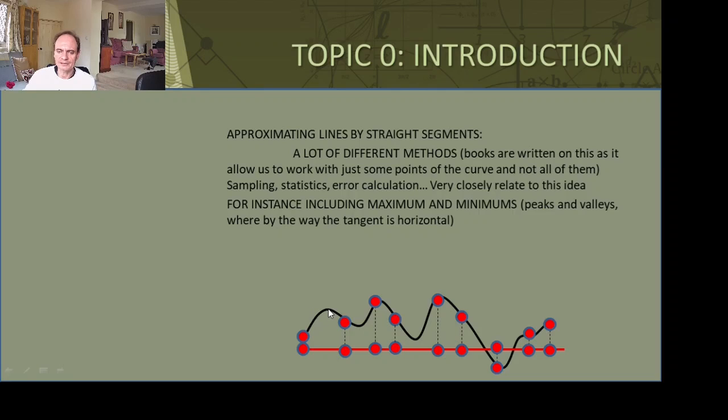The tangent at this point is a horizontal line. The tangent at this point is a horizontal line. At this one, the very same. This we will be seeing much later on, when we enter into derivatives precisely.